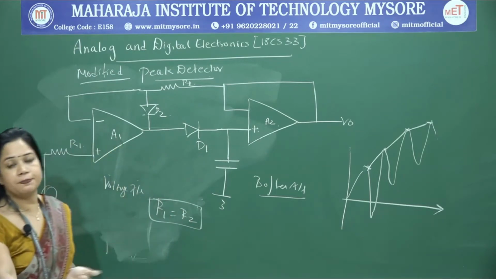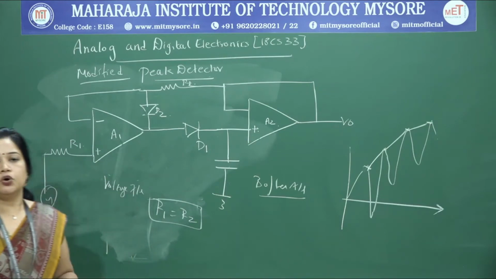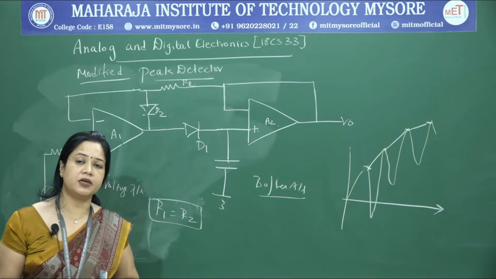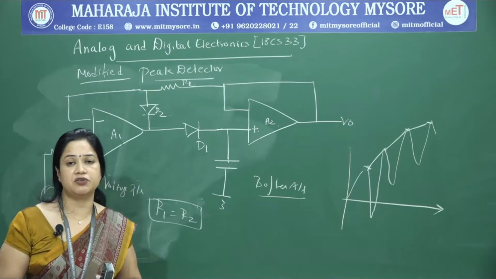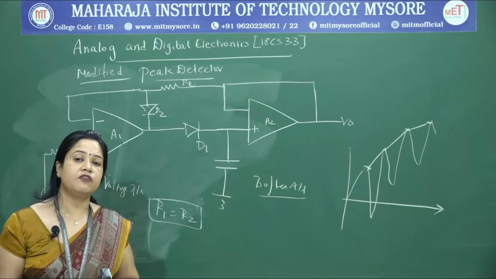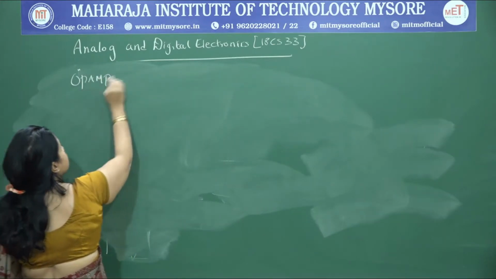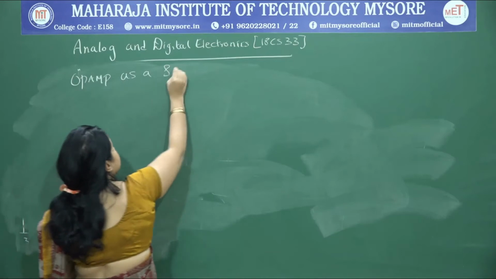So next we will take up a Schmitt trigger. So the next application circuit is a Schmitt trigger. So we will discuss what a Schmitt trigger is, what are the different variants of Schmitt trigger, and we will try to design a few Schmitt trigger circuits as well. So the next application is op-amp as a Schmitt trigger.